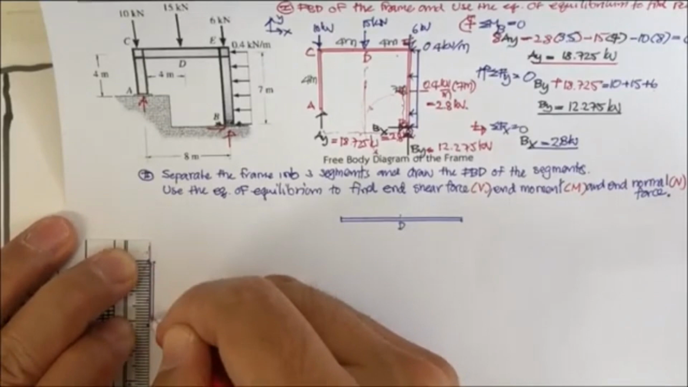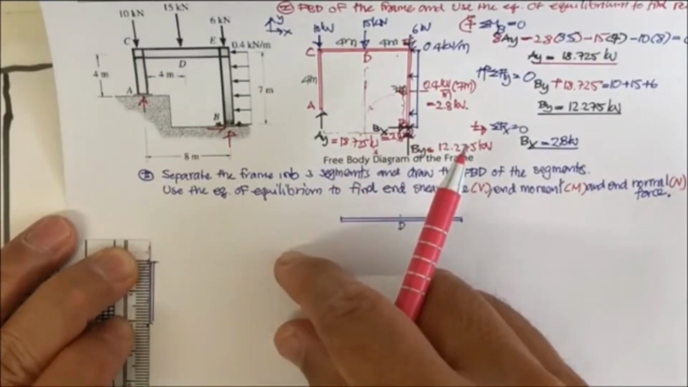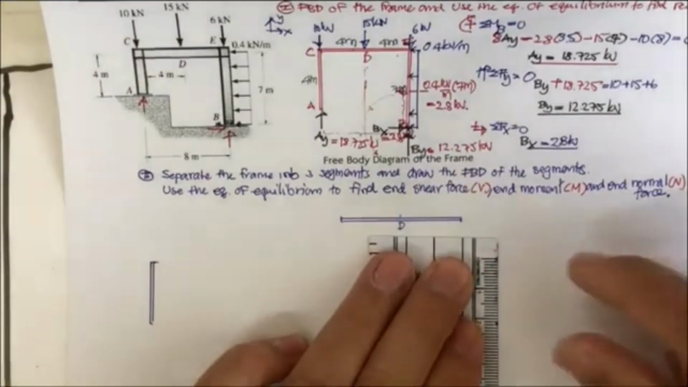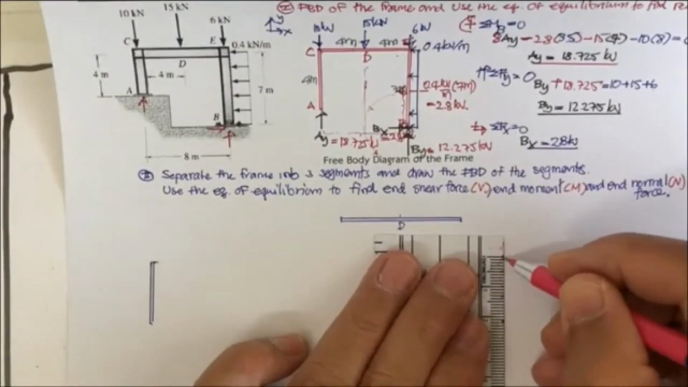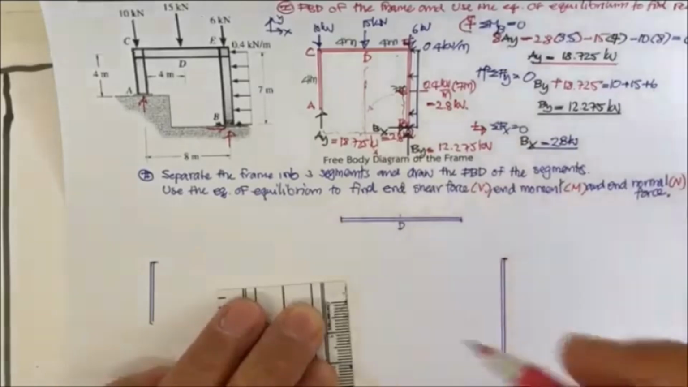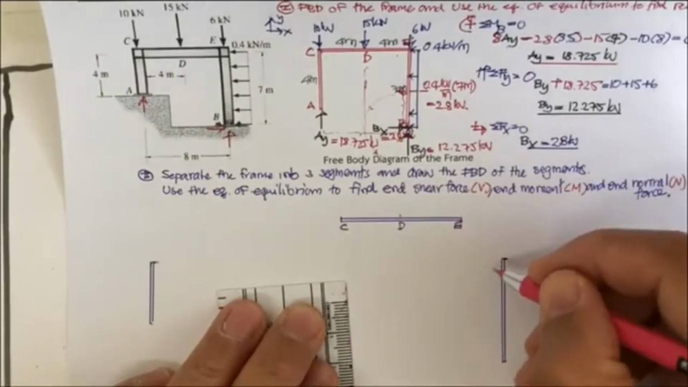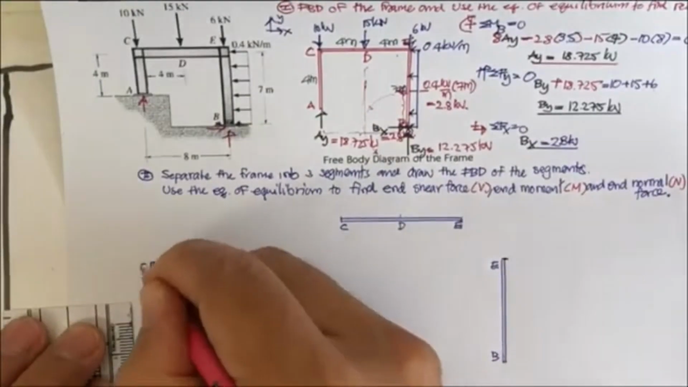Why did I draw it here like this? Because I like to have some area here to draw the shear diagram and moment diagram. That's why I put it there. So this one I'm going to put in this direction. Okay, we have the whole column. This is going to be CDE, this one going to be EB, and this one going to be AC.